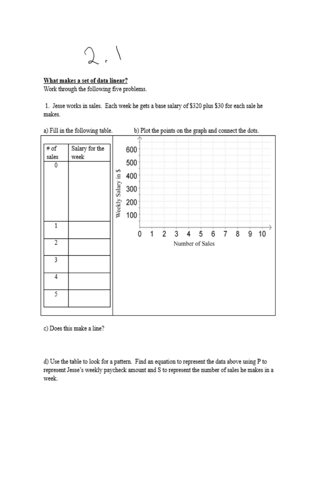So this person, their base salary is $320 plus $30 per sale. If they have 0 sales, then their salary for the week would be $320. So let's plot that point: 0, 320. There's 300, 350, 400, so a little bit below the 350, a little above the 300, right around in there. Let me make that in red so it stands out for your picture.